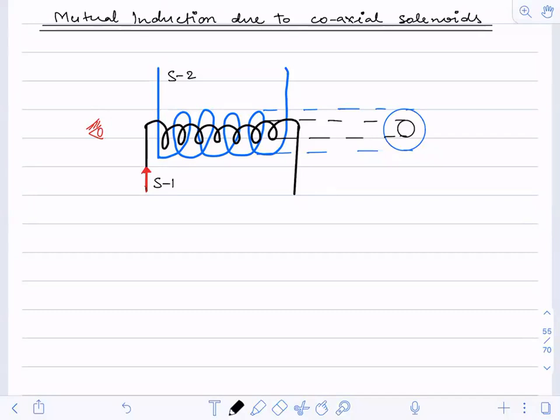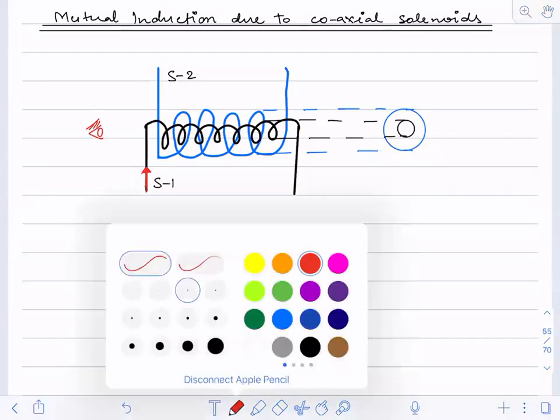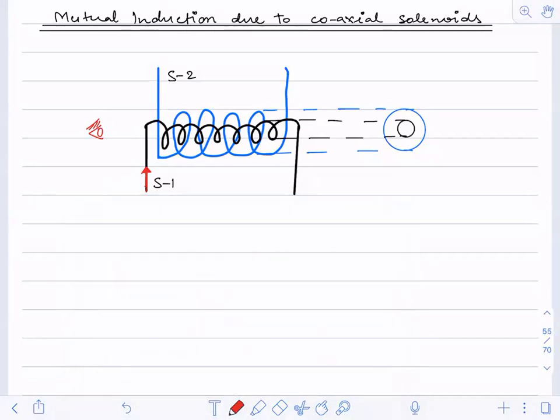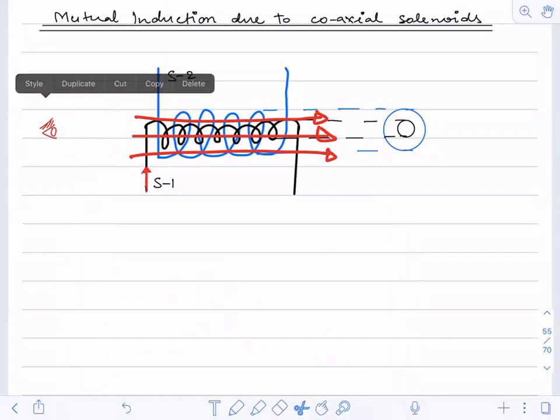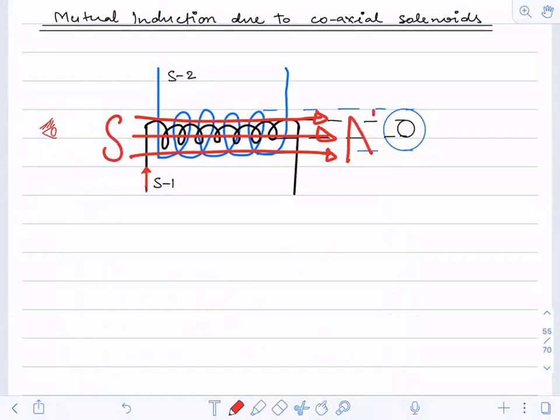I am assuming that the magnetic field direction is this. I have such an arrangement that makes the magnetic field lines go into the solenoid like this. So for this polarity, this side you will have south, and this side you will be having north. I hope this is clear to all of you.